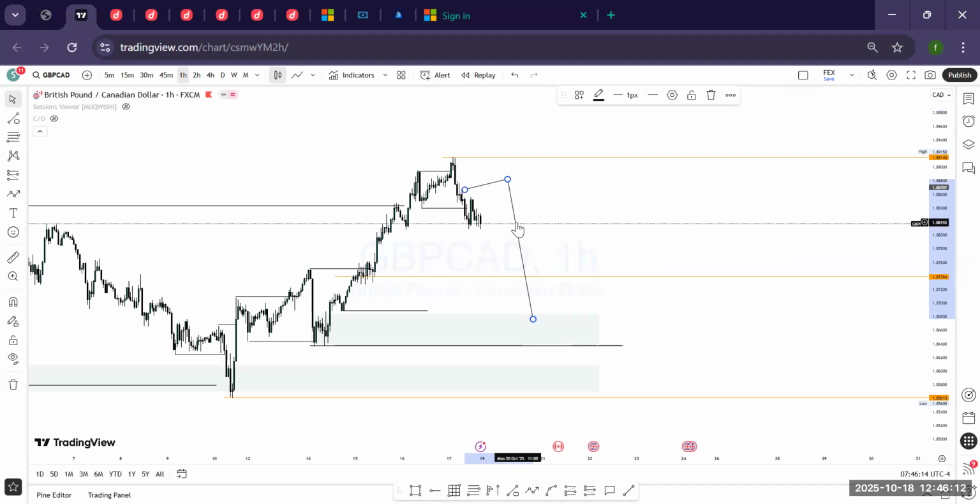But the major bias is buying. So most times you have to wait patiently, avoid the sell and focus on the buying. So if price comes to this area, okay, if price comes to this area.